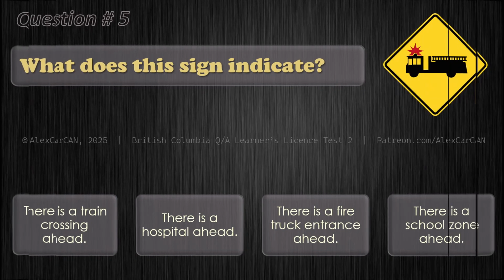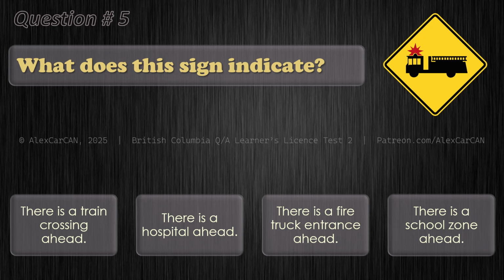Question number 5. What does this sign indicate? There is a train crossing ahead. There is a hospital ahead. There is a fire truck entrance ahead. There is a school zone ahead. The correct answer is there is a fire truck entrance ahead.